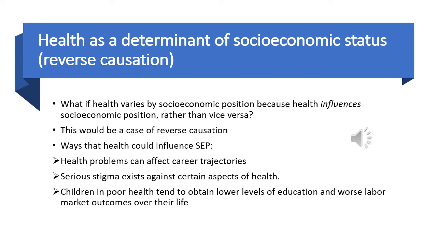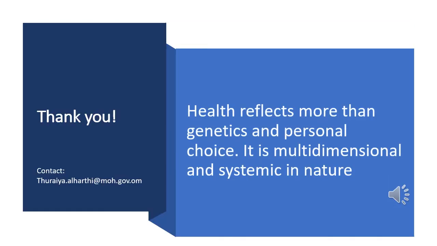So this is another concept that you need to keep in mind and is used very commonly in epidemiological research in order to study what social determinants affect health. Here we reach the end of this lecture, but before I conclude, I would like to remind you that health reflects more than genetics and personal choice. In fact, it is multidimensional and systemic in nature.